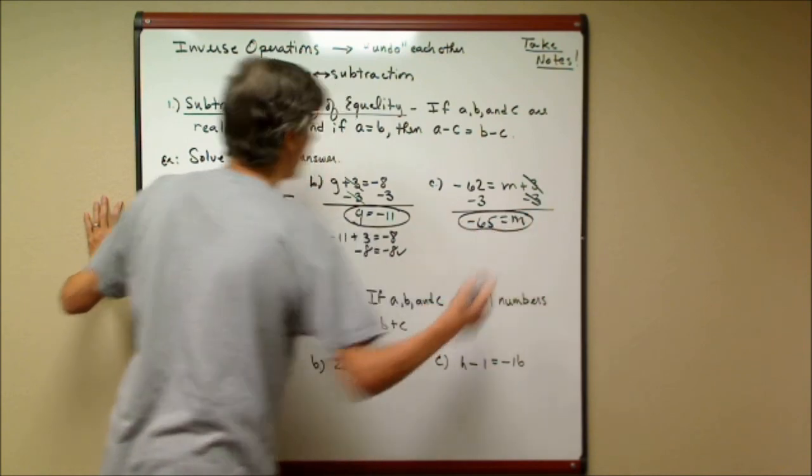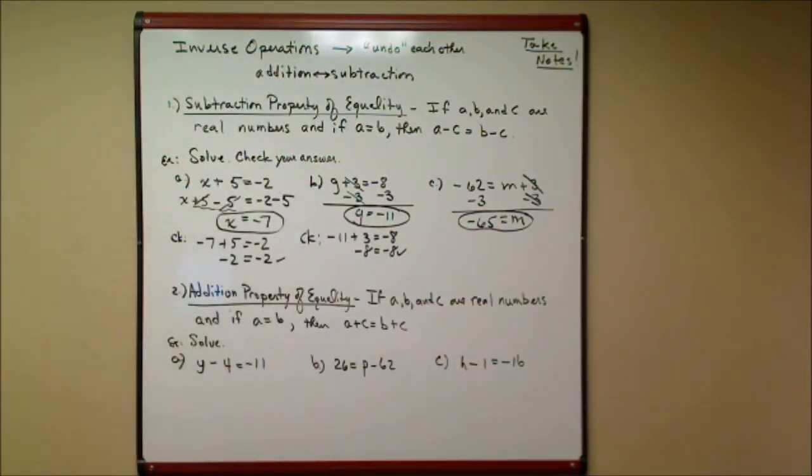Now, if you're thinking, oh, I have to have the variable on the left side, you said it was more traditional to put it on the left side, but I also said it didn't matter. You can leave your answer that way, no problem. That'll be fine. All right, so my answer is -65. M equals -65. So let's check.